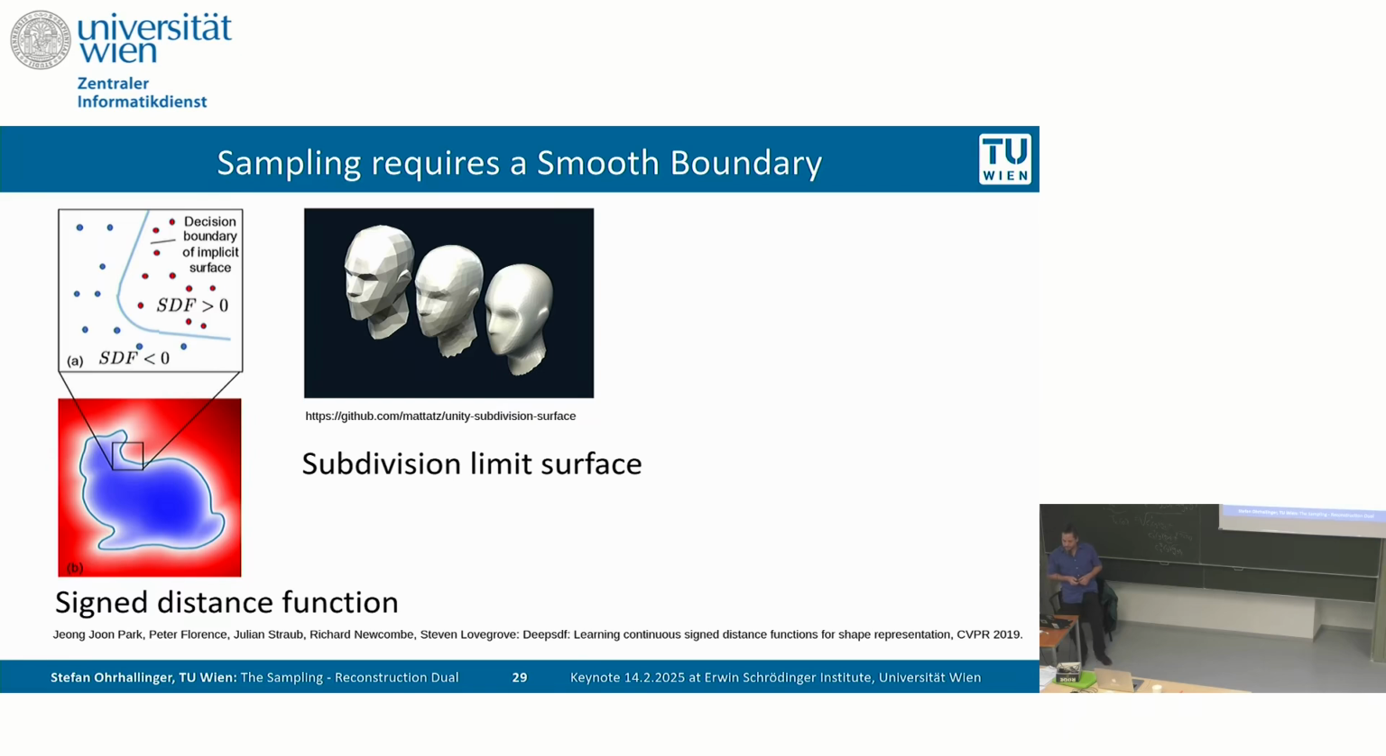Or we can use subdivision surfaces. These are used in animation films, for example. Artists design a coarse mesh, and then this is subdivided, getting smoother and smoother. There's also a limit surface that you can compute directly. And then we also have a smooth surface that we can use for sampling.